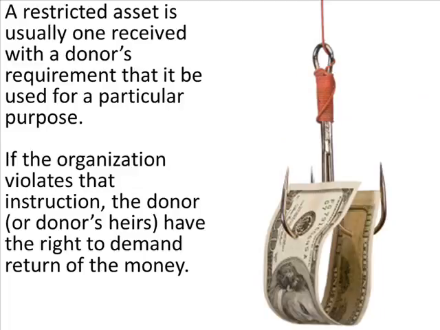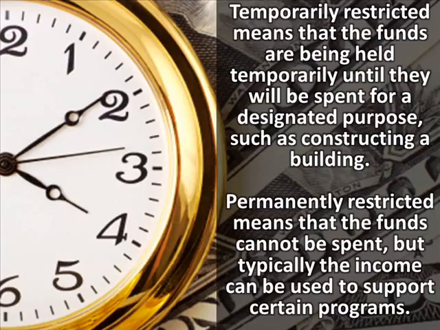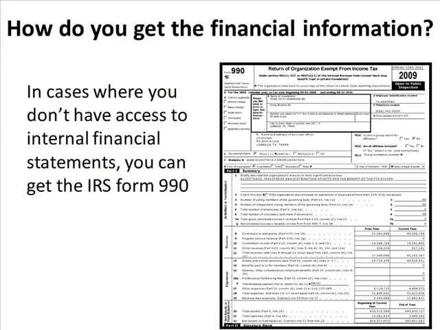A restricted asset is usually one received by a donor with the donor's requirement that it be used for a particular purpose. If the organization violates that instruction, the donor or the donor's heirs have the right to demand the return of the money. Temporarily restricted means that the funds are being held temporarily until they will be spent for a designated purpose, such as constructing a building. Permanently restricted funds are funds that cannot be spent, but typically the income can be used to support certain programs, such as an endowment fund.